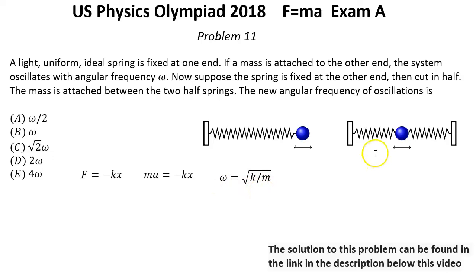In the second case, we have two springs, each half of the initial spring. It means each now has a constant k which is double compared to the first spring. We have the equation F1 equal negative 2kx, where F1 is the force for each spring. And now they act both on this mass, so their force must be doubled. It means the equation will be ma equal negative 4kx and omega 1 equals 2 omega. That's answer D, which is the solution for problem number 11.